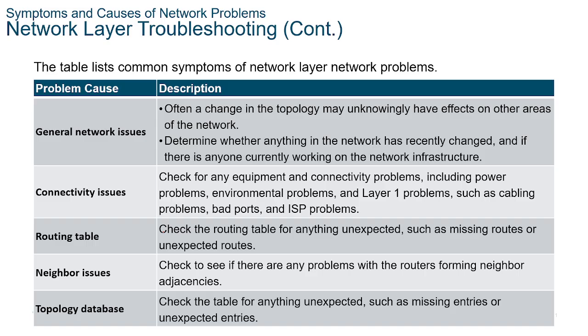Routing table: check the routing table for any unexpected or missing routes. Neighbor issue: check if there's a problem with the routers forming neighbor adjacency. Topology database: check the table for anything unexpected, such as a missing entry or an unexpected entry.